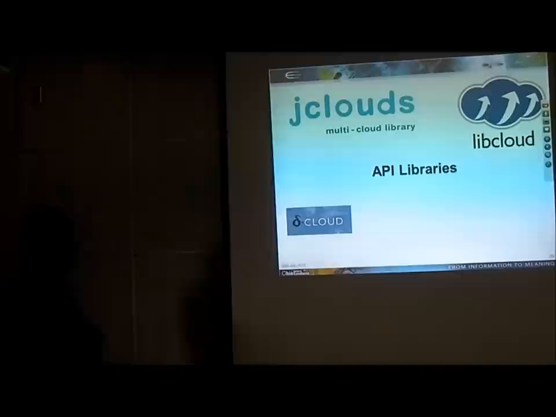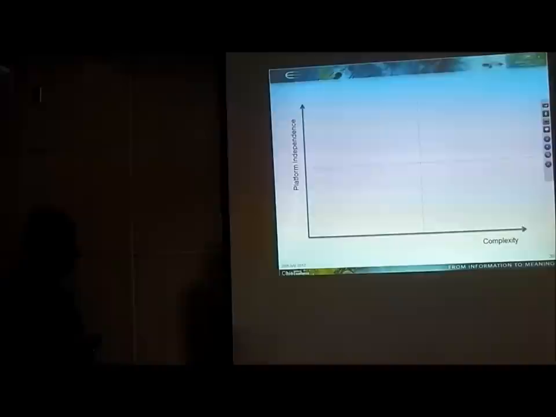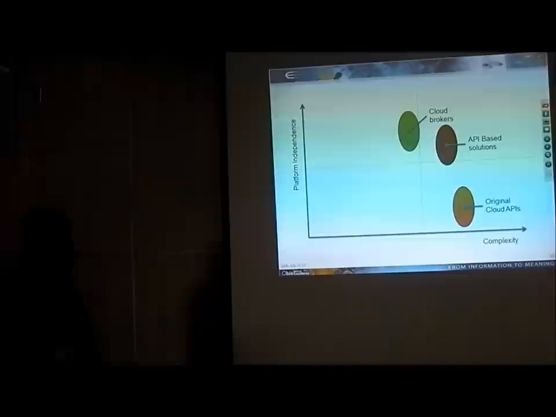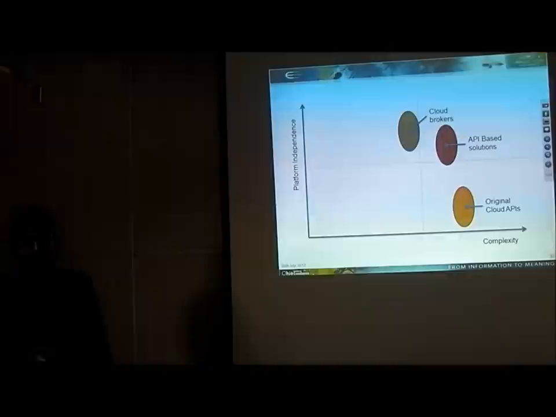Now, if you look at, again, our family of complexity versus independence diagram, you see that the moment you use original cloud APIs, then you are tightly locked in, and they're somewhat complex. If you work with the Amazon APIs, then they're not easy to figure out. So what do these APIs provide?